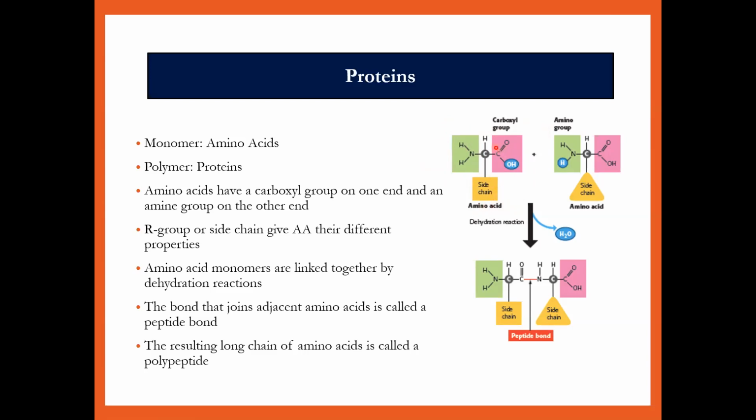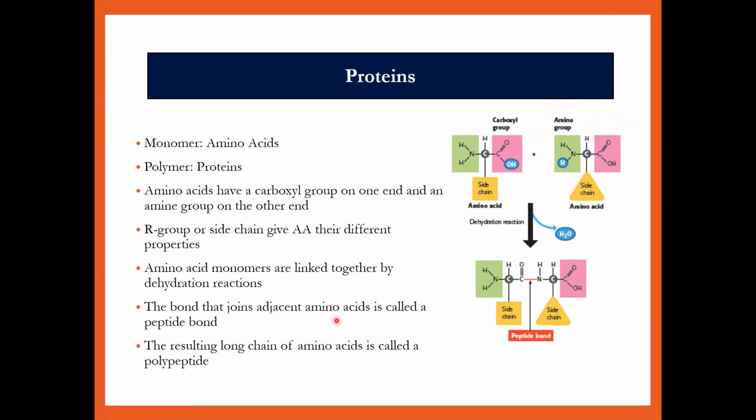So here you have one amino acid, here you have another amino acid, and the difference in the side chain is just depicted here by this difference in shape. We have a triangle and a square. These two amino acids can link together through a dehydration reaction. So this OH group and this hydrogen will form a water molecule, and these two can now link. These will be linked by a peptide bond.